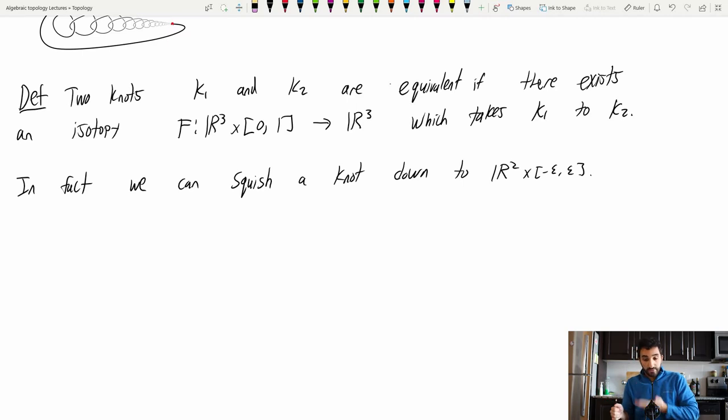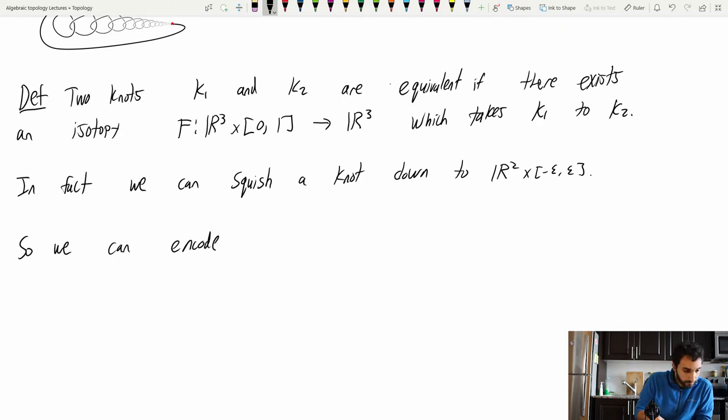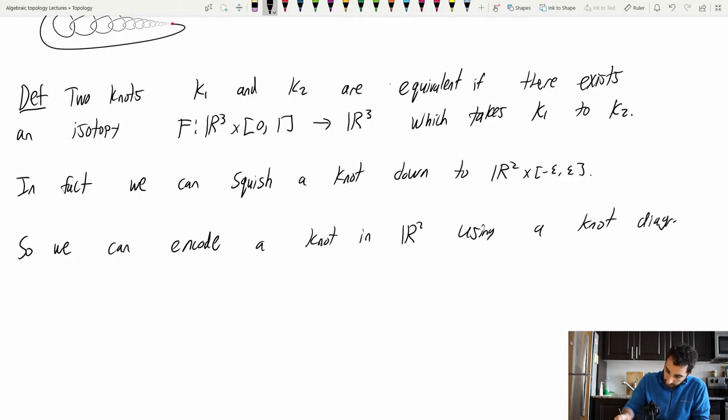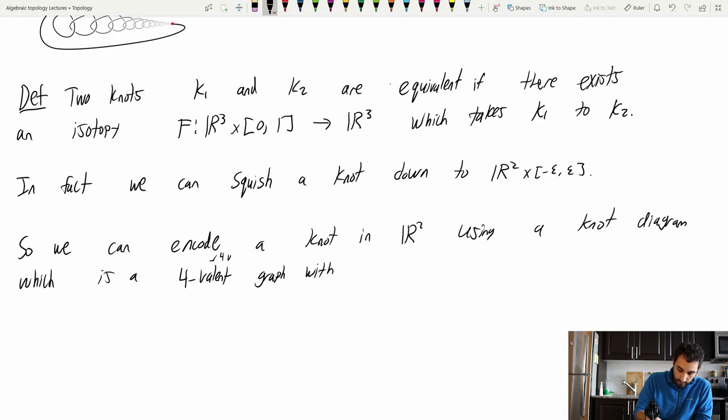And the consequence of that observation is that we can encode a knot in R2 using a knot diagram, which is what I was drawing for you before. So formally, it's a four-valent graph. So that means four edges at each vertex. It's a four-valent graph with over, under, crossing information.